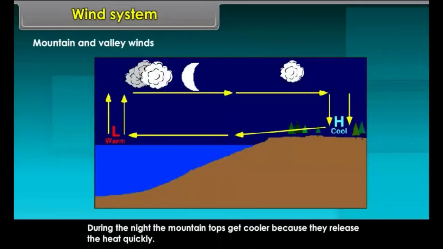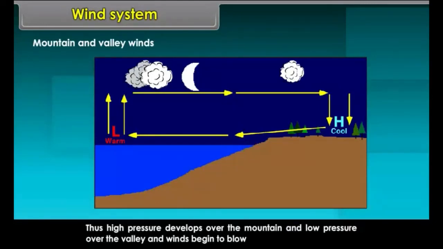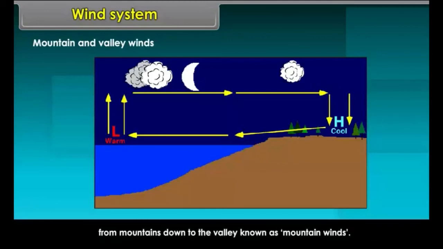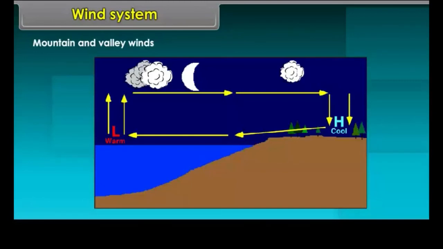During the night, the mountain tops get cooler because they release the heat quickly, while the valley, being protected by the mountain ranges, releases the heat slowly. Thus, high pressure develops over the mountain and low pressure over the valleys, and the winds begin to blow from mountains down to the valley, known as mountain winds.